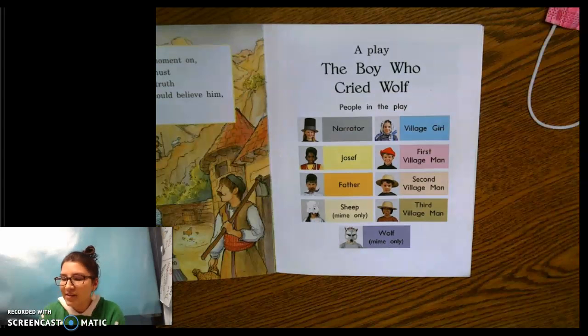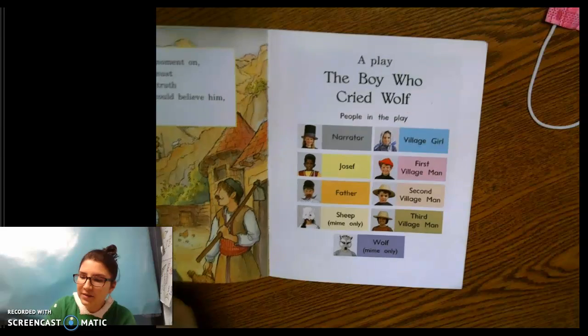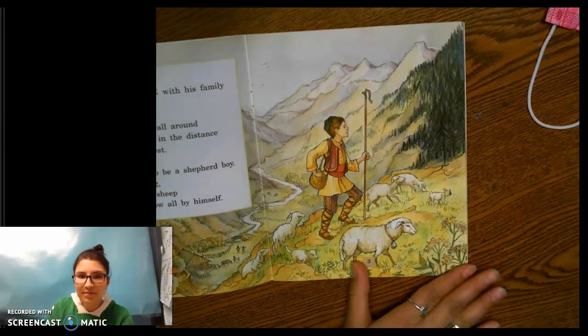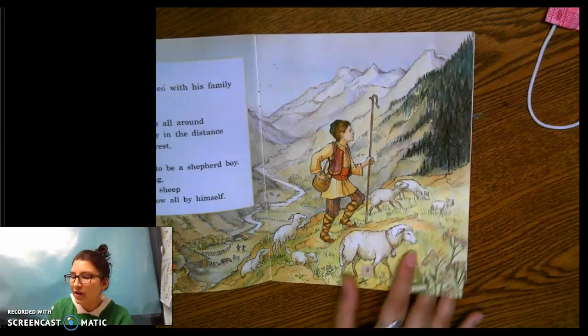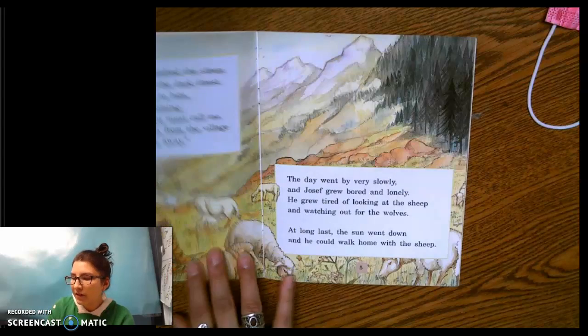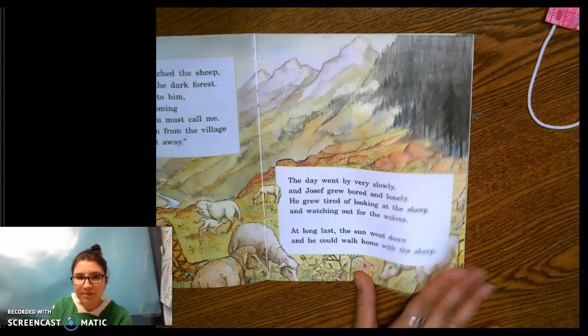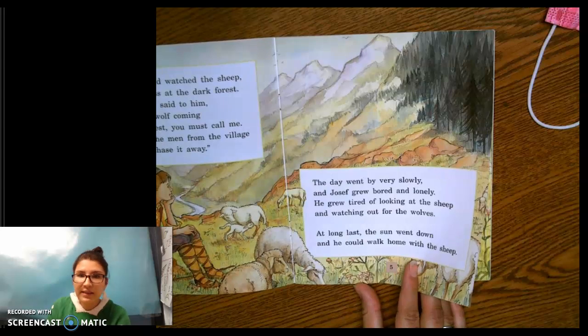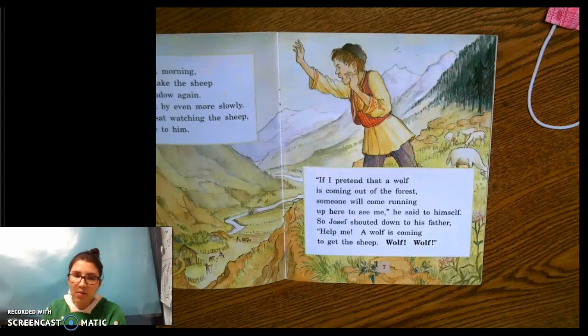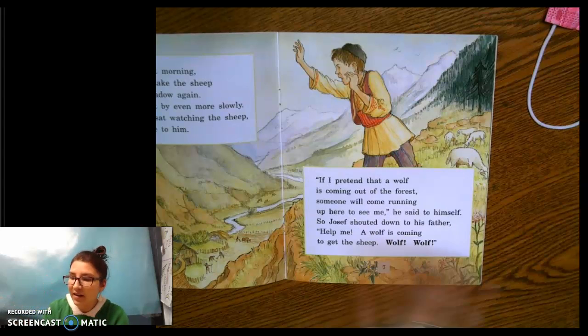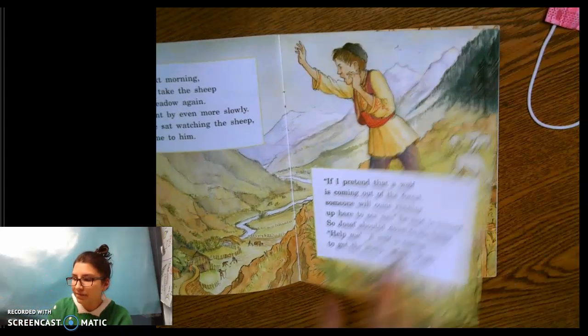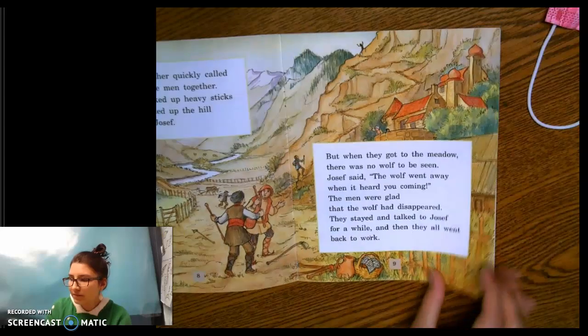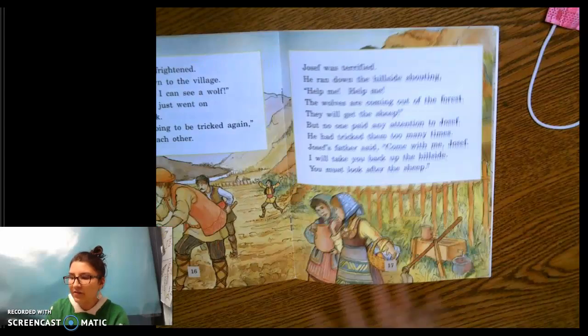All right, and so let's talk about the different settings we noticed. In a meadow, a little village, outdoors, daytime. These are all setting. Remember, setting is not just where, it's also when. And right now we can tell it's daytime. So I think that's about it for the setting.